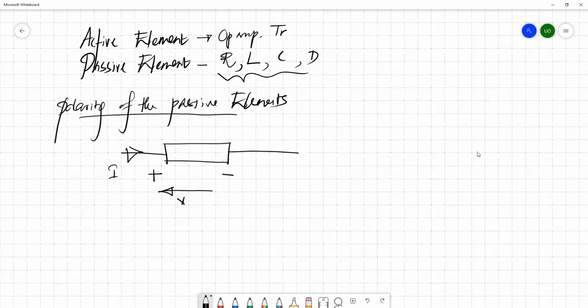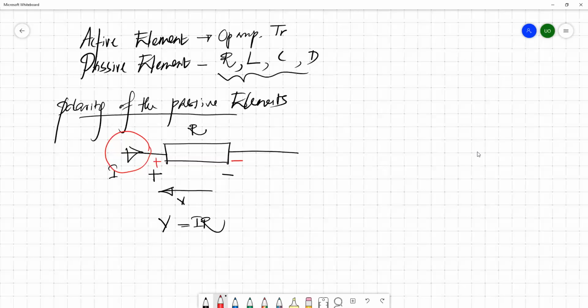If it is a passive element, you can mark the current as you wish. Once you mark the current, you can simply mark the polarities of this element by looking at the direction of the current. The current flows into the element through the positive terminal and leaves from the negative terminal. If this is a resistance, we can simply say that V equals I times R. Every time, once you mark the direction of the current, you can identify the polarities of the element, and based on the polarities, this is the voltage drop across this particular element.